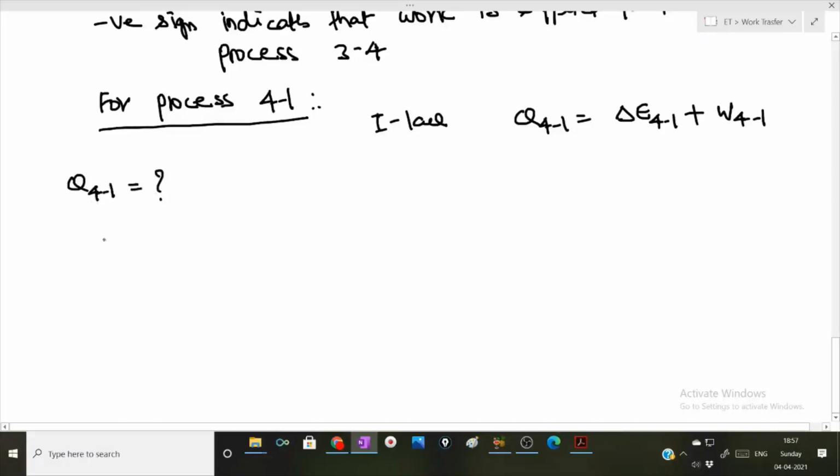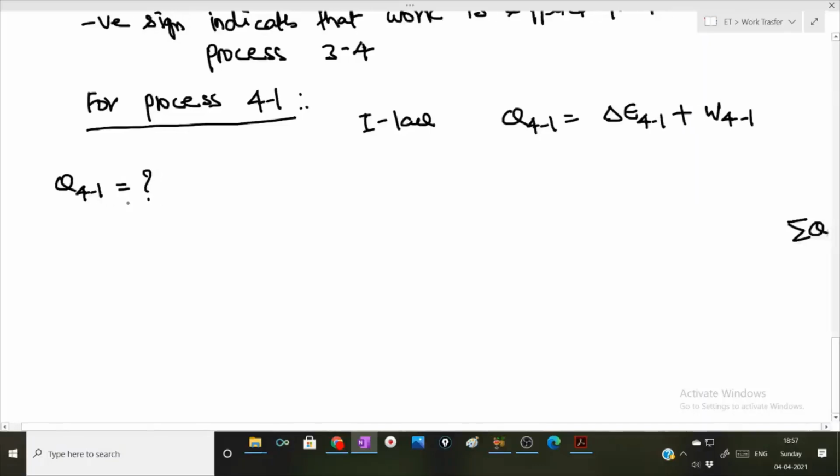Now it is given in the problem, net heat transfer during the cycle is given as minus 340 kilojoule.